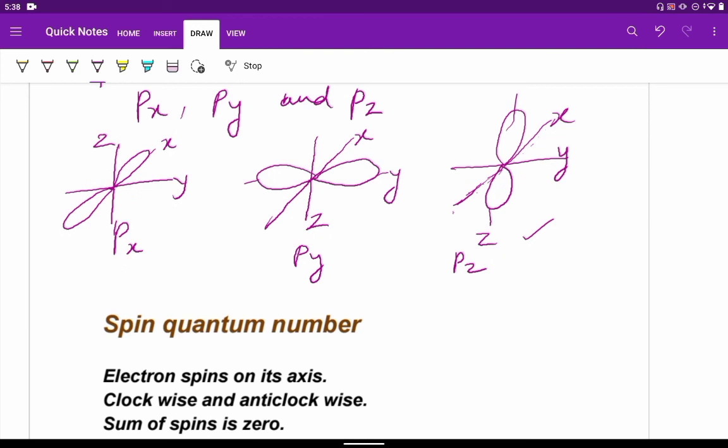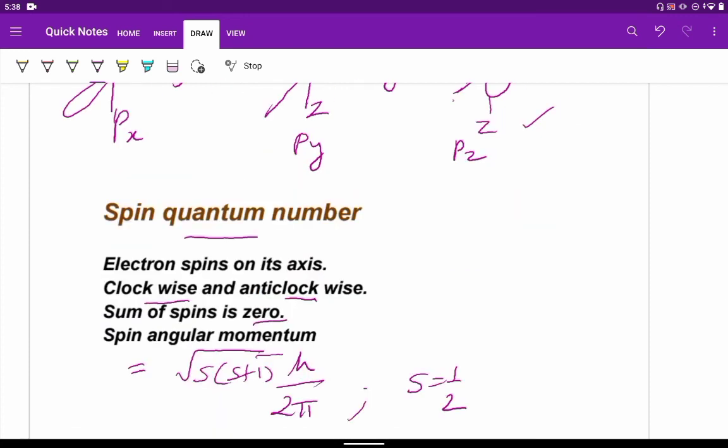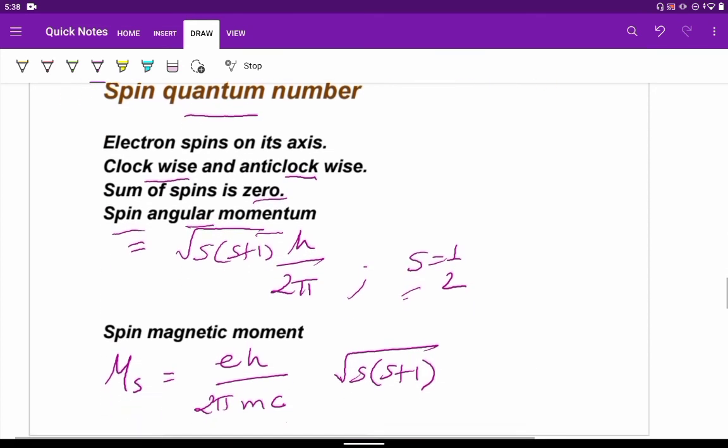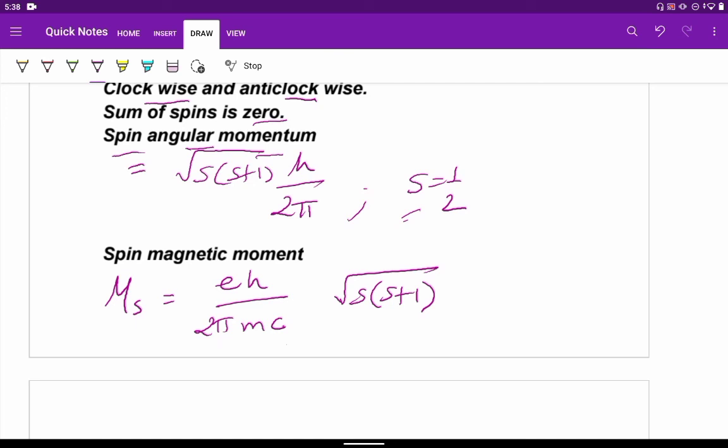Next comes the spin quantum number. The electron also spins on its axis. There are 2 possible spins, clockwise and anticlockwise. Sum of the spins is 0. Since it is spinning, there will be a spin angular momentum which is given by square root of s into s plus 1 into h by 2 pi, where s is half. We also can have a spin magnetic moment given by mu s equal to eh by 2 pi mc into square root of s into s plus 1.